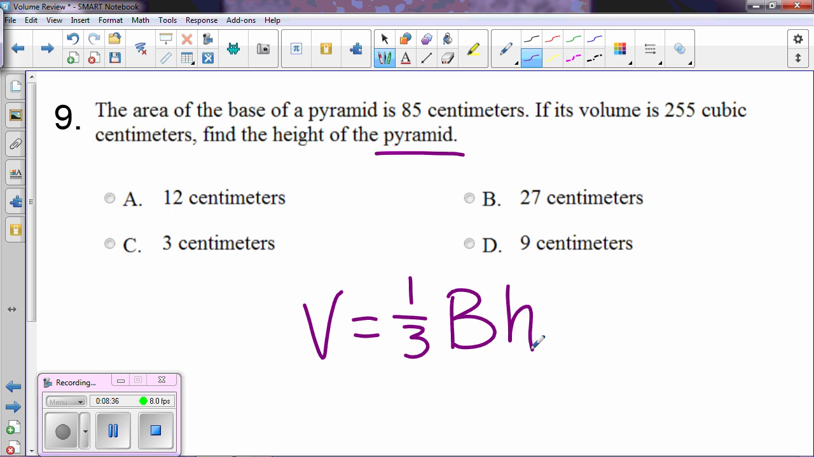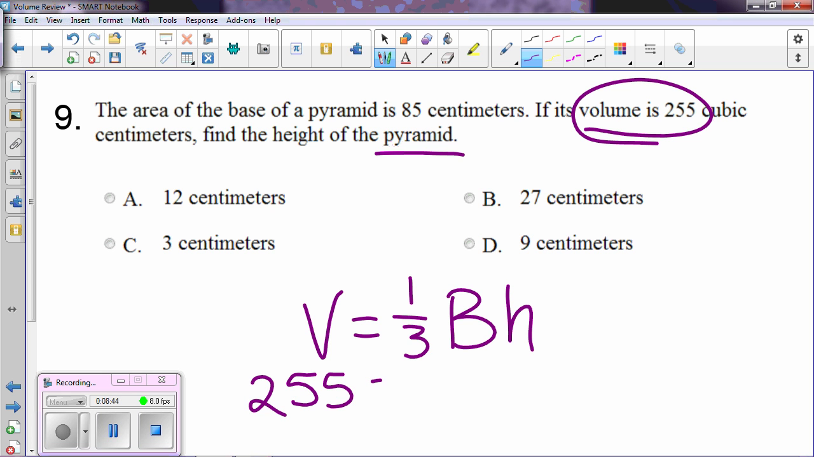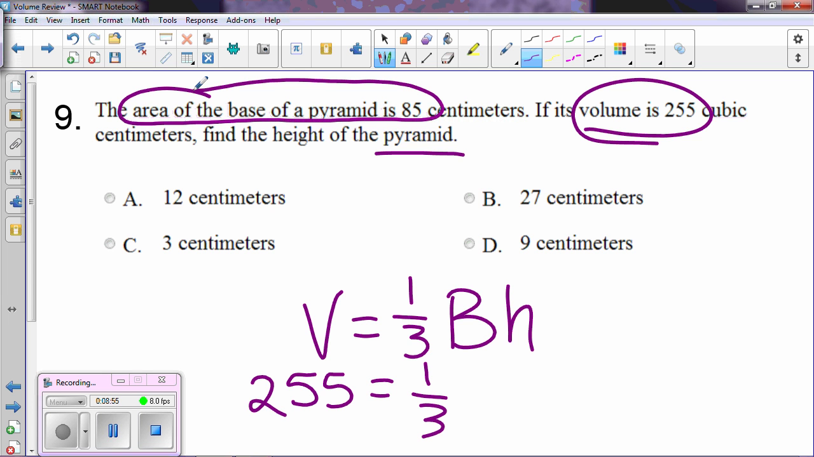Now, let's go back to our problem and see what we know. They give me the volume, which is 255 cubic centimeters. So 255 is going to go in for V. 1/3. Capital B, that's the area of my base. Looky here. Area of base of a pyramid is 85. So we don't even have to find capital B. And we're finding the height of the pyramid. So that's what we do not know.